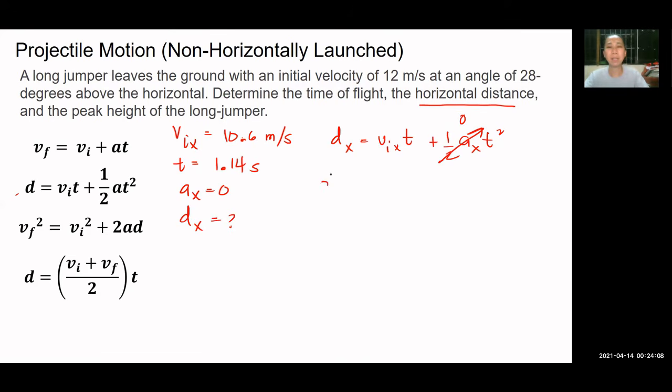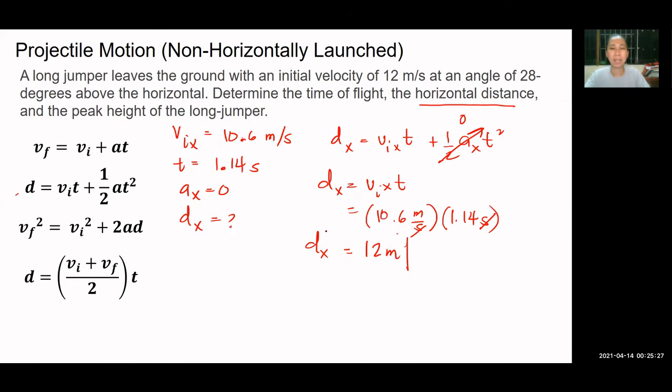Okay, so therefore, your dx is just equal to vix times t. So compute natin. So ang vix natin is 10.6 meters per second. Multiply natin sa time na 1.14 seconds. So if you notice, makakancel natin yung unit ng second dito. Okay? Kaya ito is magiging meters. Yan. So yan yung ating dx.